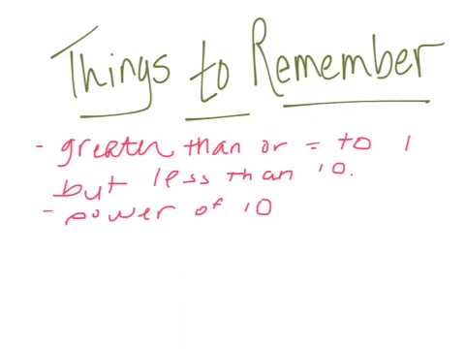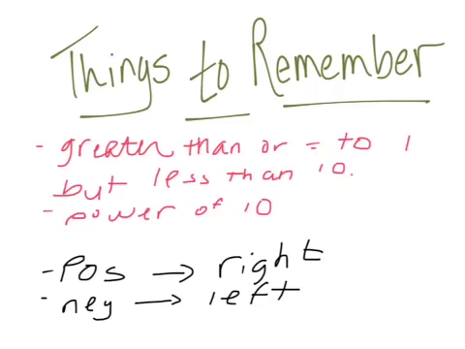Okay, the important things to remember for this lesson is that the first number is greater than or equal to 1, but less than 10. And the second number is always a power of 10. And if the exponent is positive, you move the decimal point to the right. And if the exponent is negative, the decimal point goes to the left.